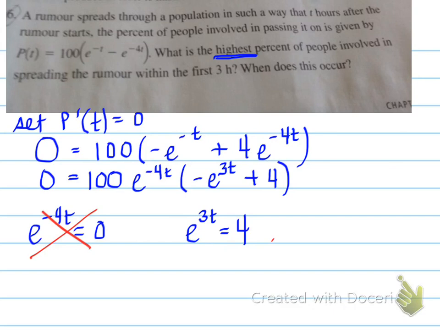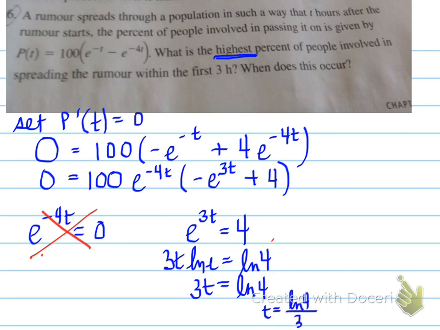What values of t will that be? Well, take the ln of both sides, folks, and then you find out that t is actually equal to ln 4 over 3. So now we have to test ln 4 over 3 in the second derivative.